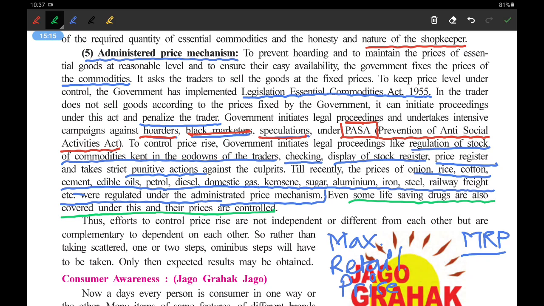Thus, efforts to control price rise are independent or different from each other but are complementary. See, they are separate but complementary; they support each other and depend on each other. So rather than scattering one or two steps, an omnibus approach, okay, omnibus means overall steps, will have to be taken to expect results, and only when all the steps are taken properly will the desired result be obtained.